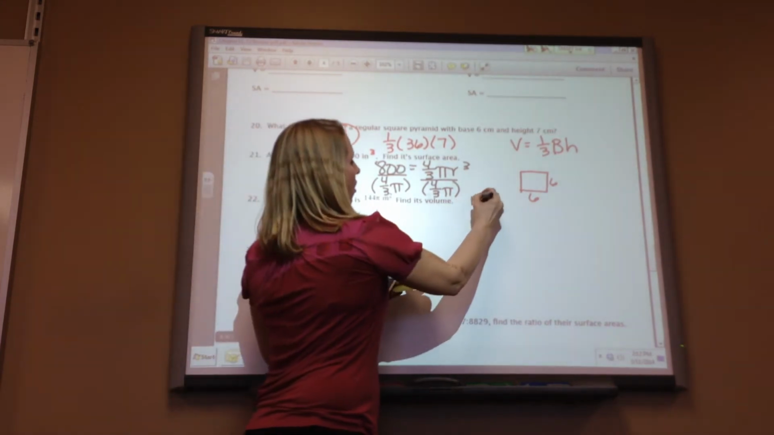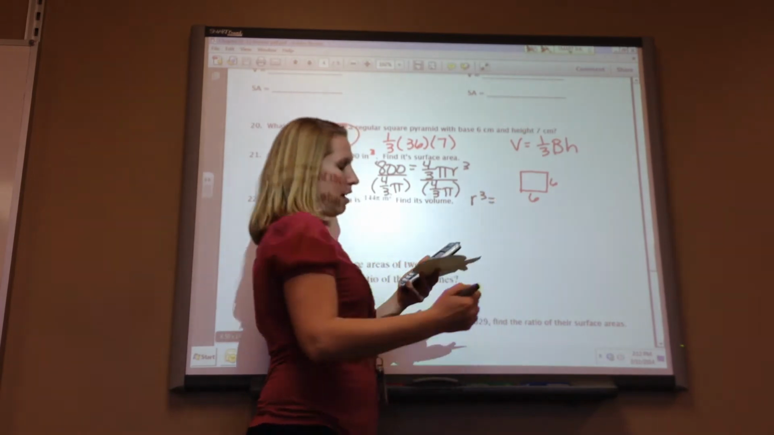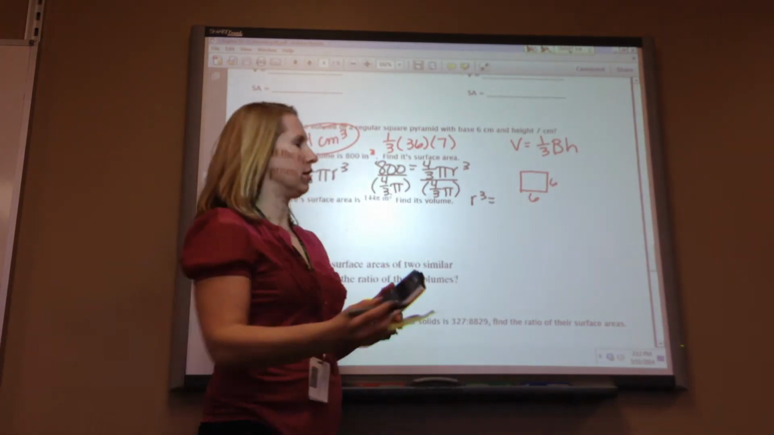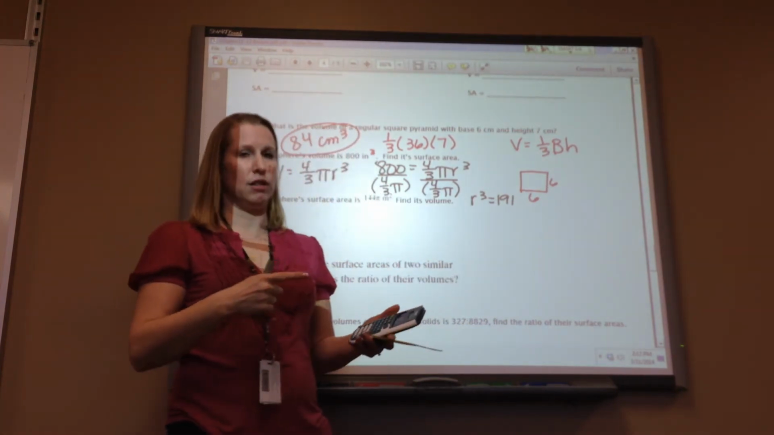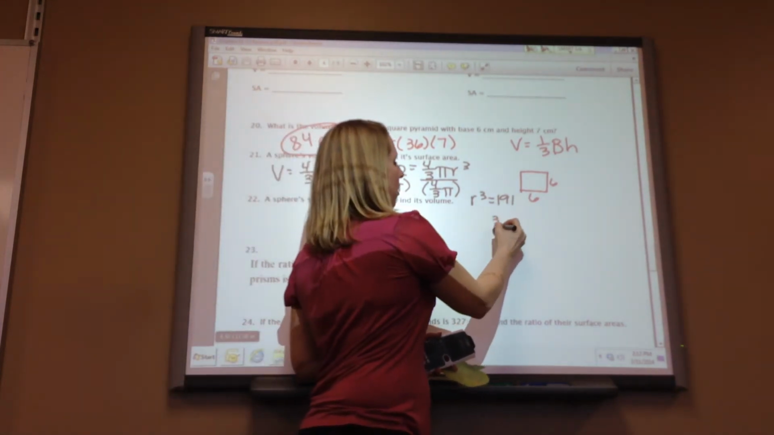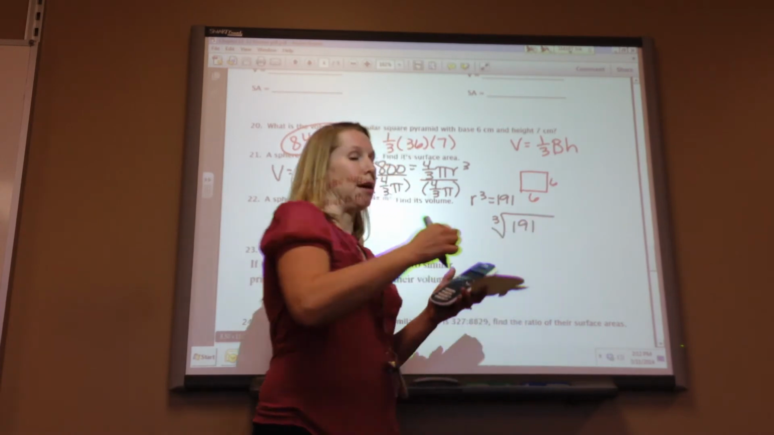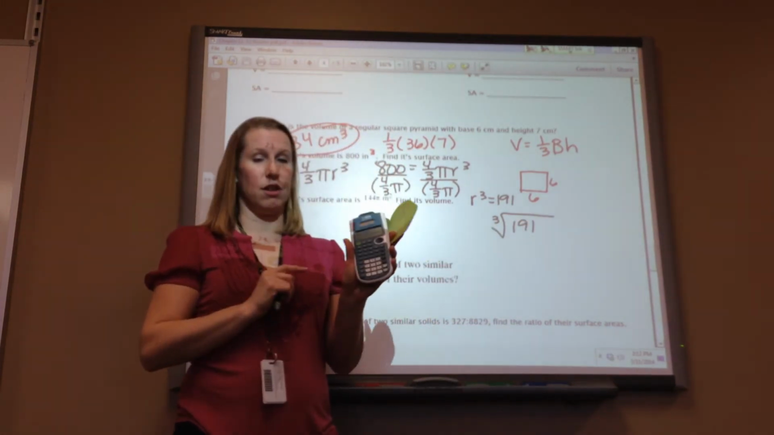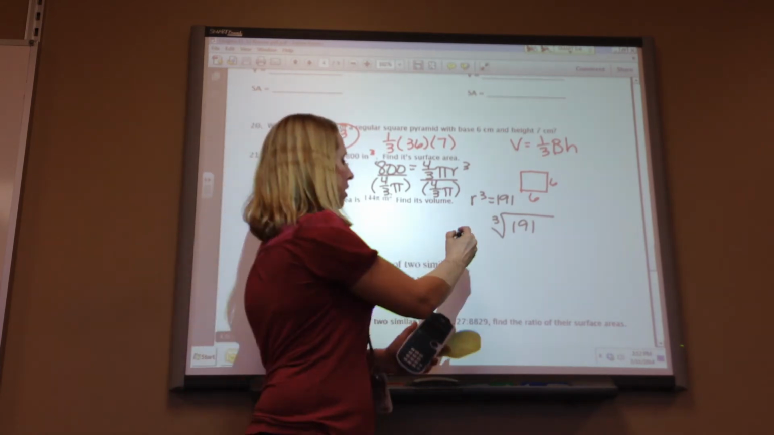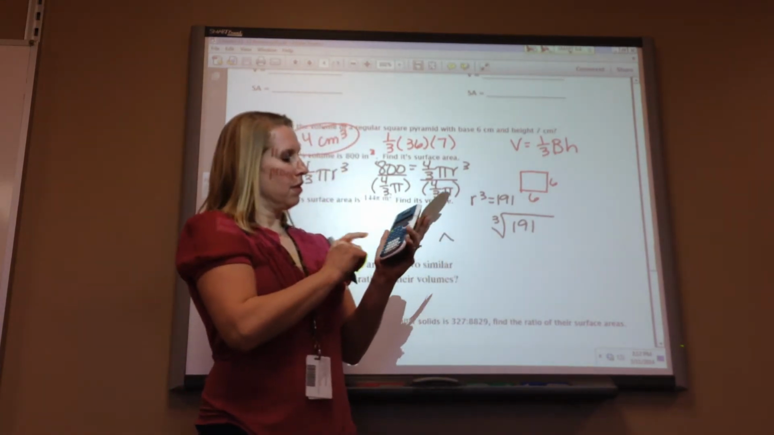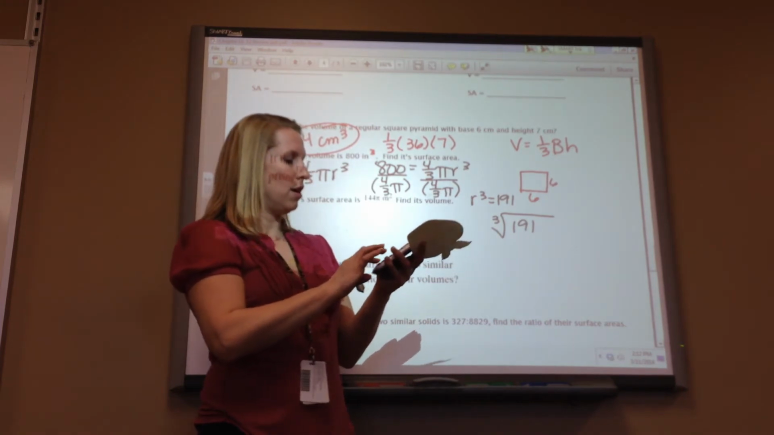And I got r cubed to be 190.9859. So I'm going to say 191. Now I need to cube root that. So if you forgot how to type that in the calculator, you need to type the 3 first. So 3 first, then the lime green second button, and the up arrow looks like this. And then you type in 191.